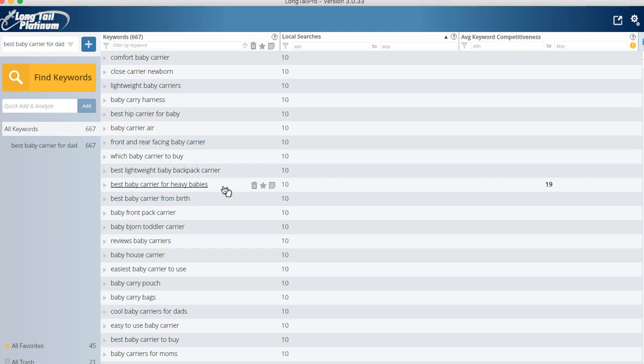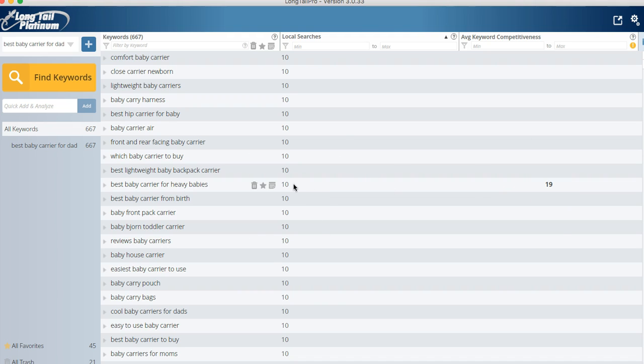If you write a piece of content, 500 words, 1,000 words, then you've got more words than just best baby carrier for heavy babies. So the chances are Google's going to pick up that content, index it and rank you for multiple keywords that are variants of this keyword. So yeah, don't ignore these.